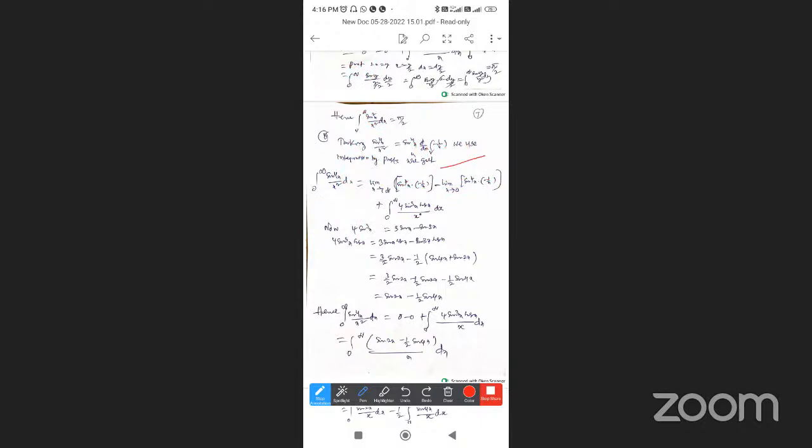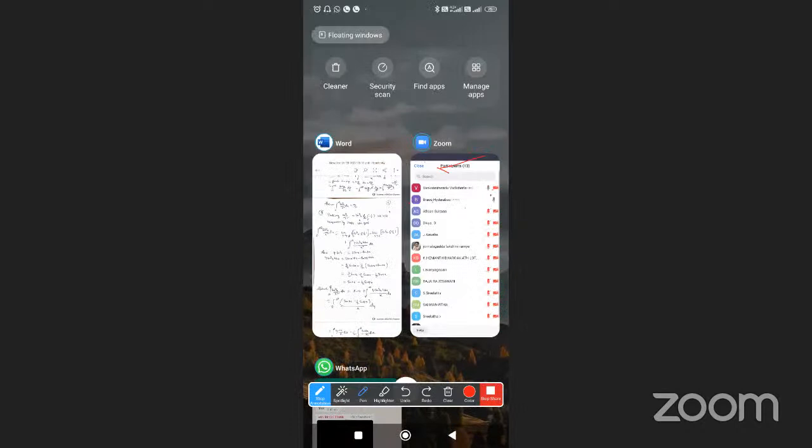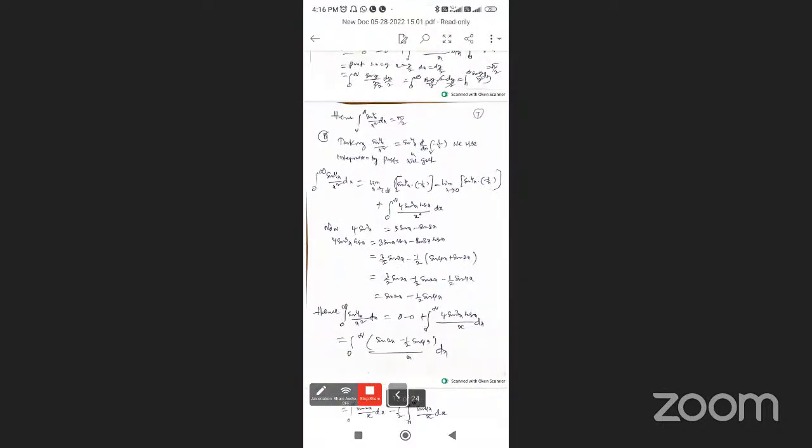Upper limit minus lower limit. At the upper limit, infinity: sin to the power of 4 x into minus 1 by x. At the lower limit, 0: sin to the power of 4 x into minus 1 by x. This value is already 0. Then 0 to infinity, what is the differentiation of sin to the power of 4 x? It is 4 sin cube x, and the differentiation of sin x is cos x. So we got cos x.